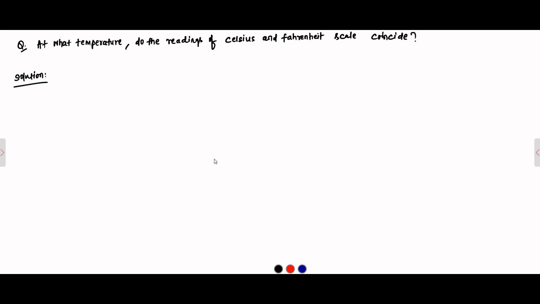So here is another question on temperature scales and temperature measurement. It is given, at what temperature do the readings of Celsius and Fahrenheit scale coincide, which means they are the same. Okay, so again here also we'll be using the same temperature interconversion equation. So here in the first case we have, let's say, Celsius scale, and in the other we have the Fahrenheit scale.